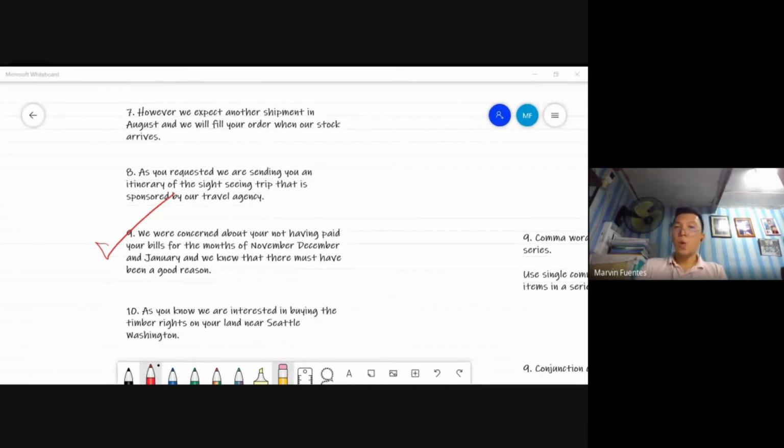Again, we have two types of comma here. Alright? Madali lang yung isa, but confusing yung isa. Right? May I see? Where did you put, where did you supply the comma?